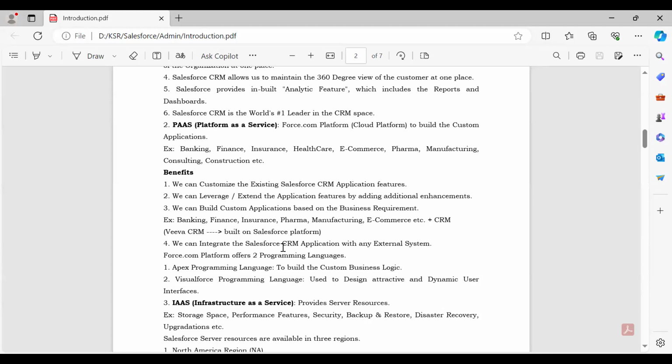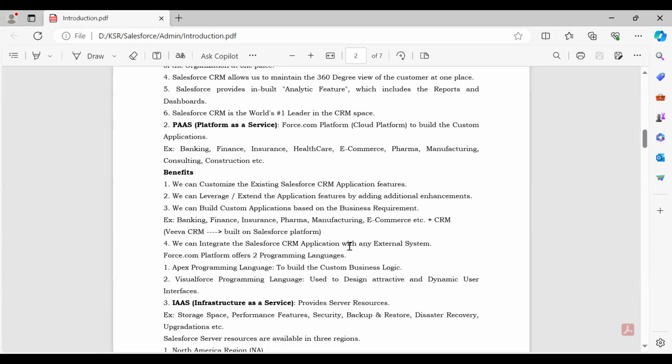And also we can integrate the Salesforce application with any external system. By using this force.com platform, we can perform integrations also. That is, we can integrate our Salesforce application with any external system or any external application. It may be running on Salesforce, or on Java or .NET, or SAP, whatever it may be. We can integrate our Salesforce application with some external application in order to exchange some data or records.